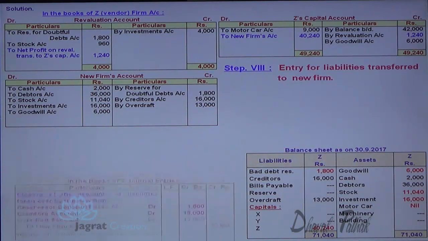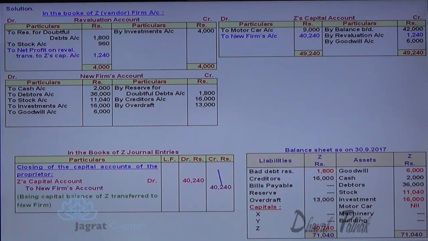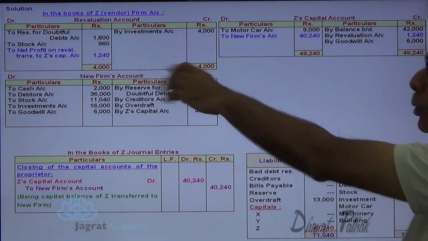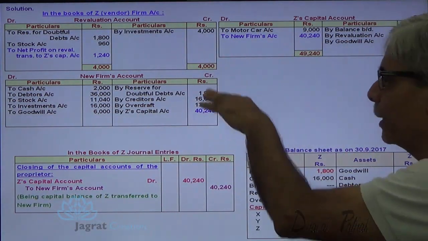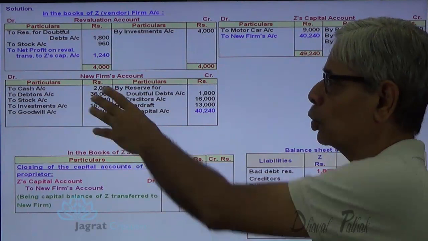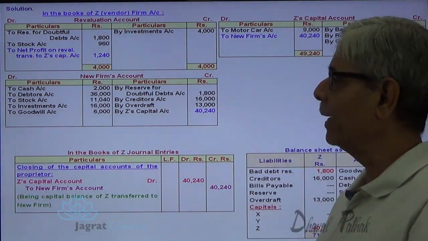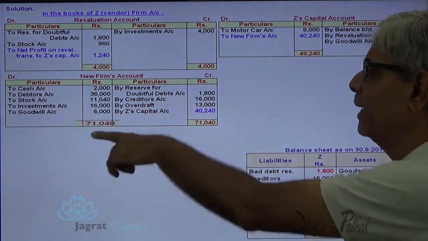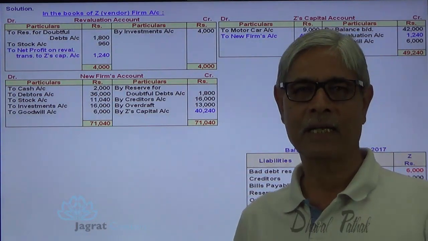Capital balance of Z is also transferred to the new firm. So Z's capital account debit to new firm account credit. So this is the balance sheet ready for transfer to the new firm. All assets are transferred to the new firm. All liabilities and capital balances are transferred to the new firm. So the total of this new firm account and this balance sheet total will agree. If you make a total, you will find the same total. This is how the new firm account and the transfer entries are recorded.